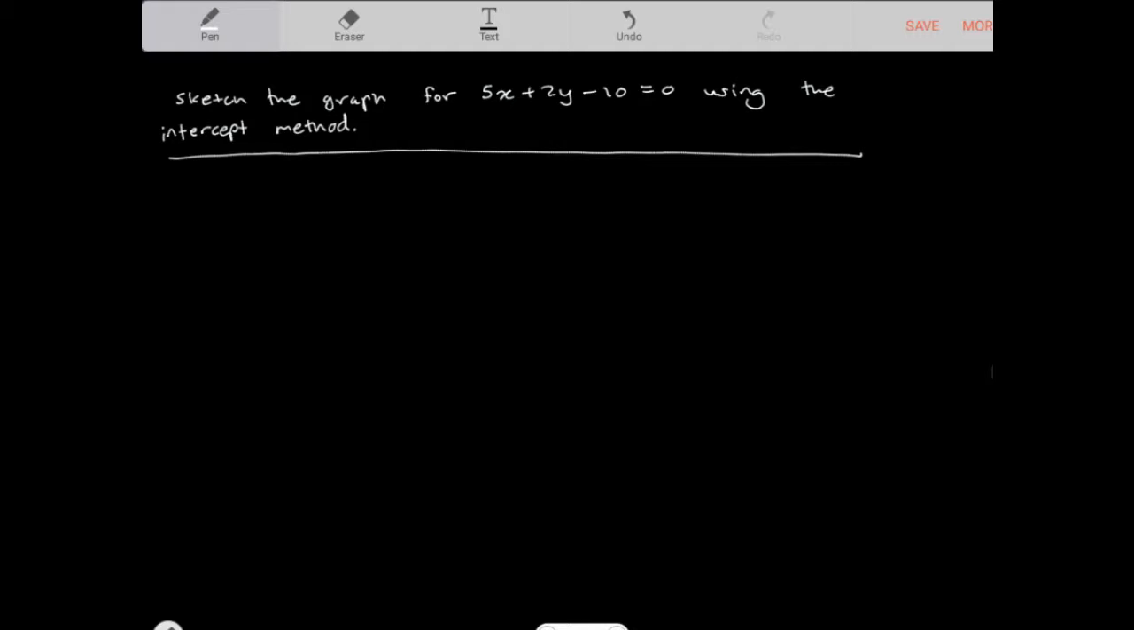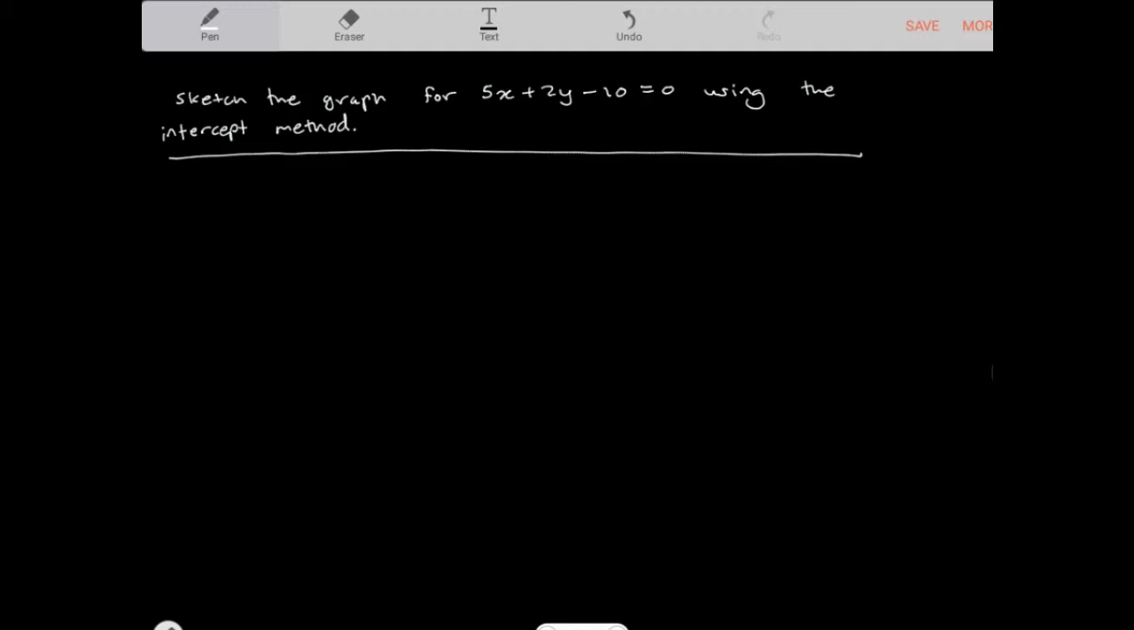So let's look at sketching more linear equations. And in this case, I'm going to use the intercept method to sketch this equation that's already found in standard form. Right, so we don't actually need a grid paper for this, right? We can sketch a graph by just plotting the key points.